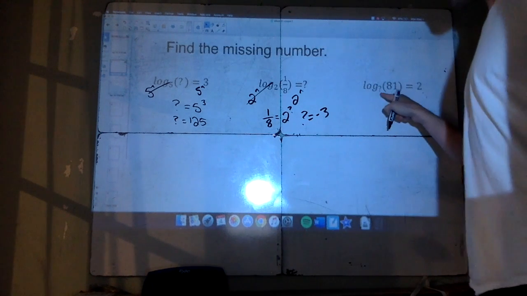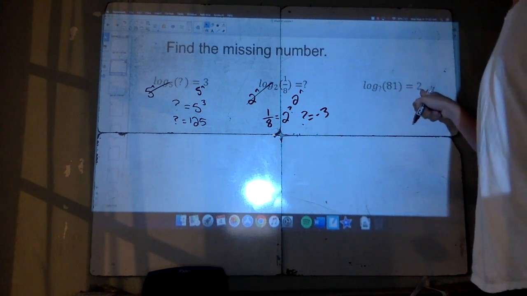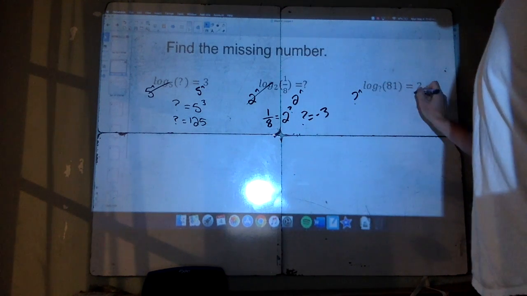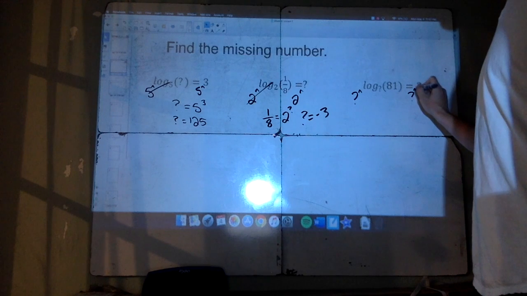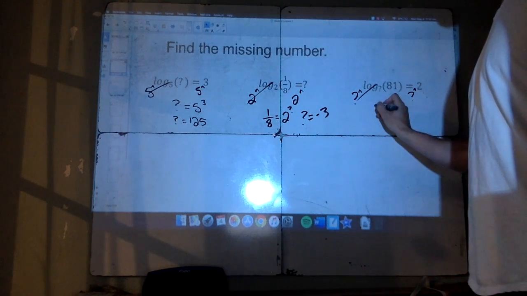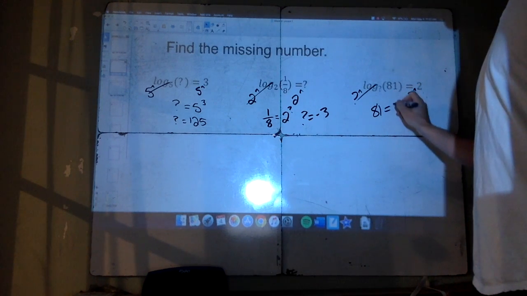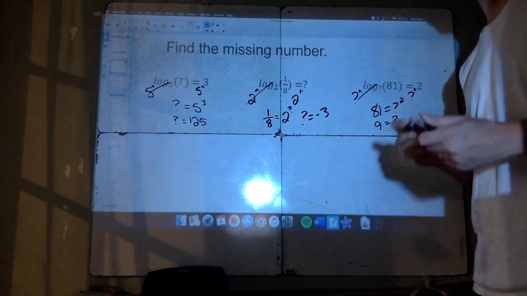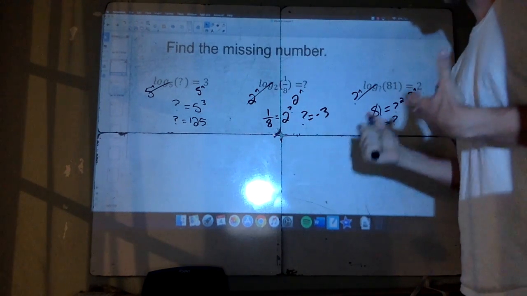And then this last one, log base something of 81 is 2. So we're going to take question mark to the power of both sides, and those get rid of each other. So 81 equals what number squared? We actually know that 9 is that missing number. So that's kind of what a log is.